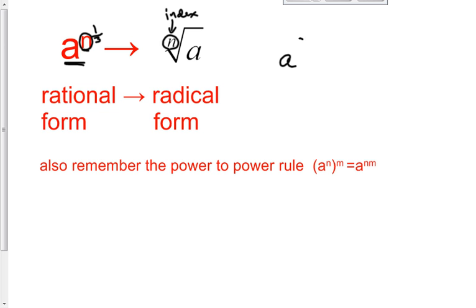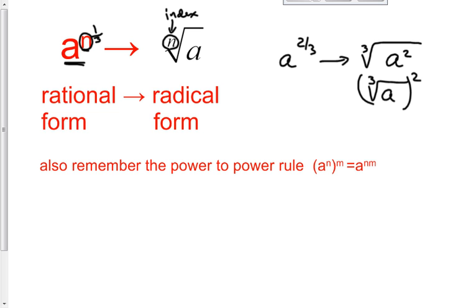If you had to do a to the 2/3 and change that into radical notation, we would take the index, which is the denominator, we'd put the denominator right here, and then we would have a to the second inside of that. Sometimes you're going to see it written this way, the cube root of a, and then the whole thing is raised to the second power. That's the same thing. You could do either form. It just totally depends on what your a value is that's on the inside. But the key that you want to remember is that it's the denominator that becomes the index. The numerator is going to stay put.